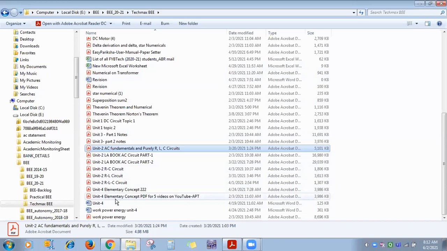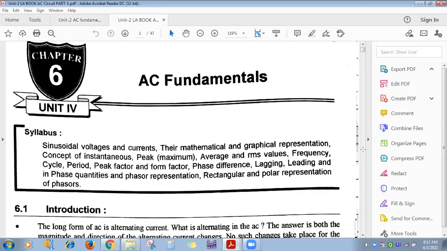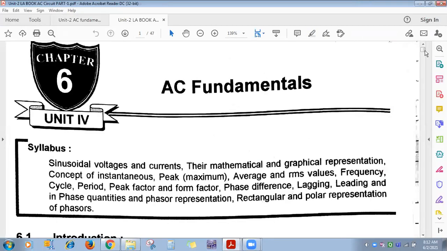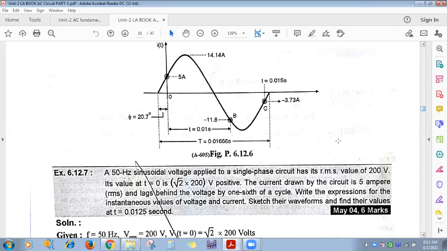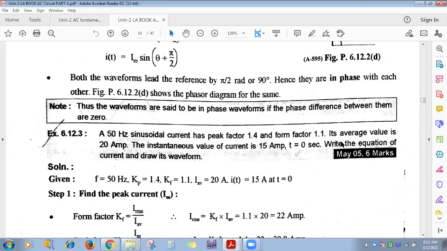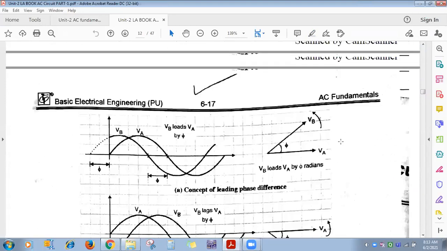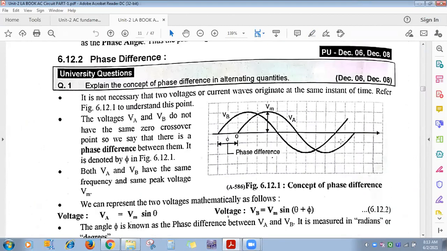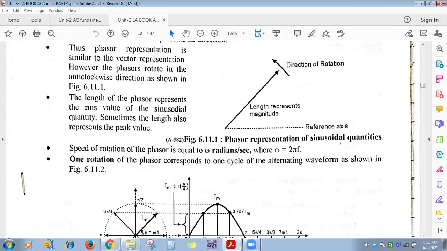Now, can you tell me, generator is used for what purpose? What is the application of generator? For what purpose is generator used? AC generator. Generate electricity. Correct. To generate electricity. Very good.